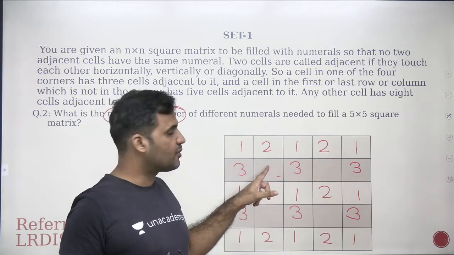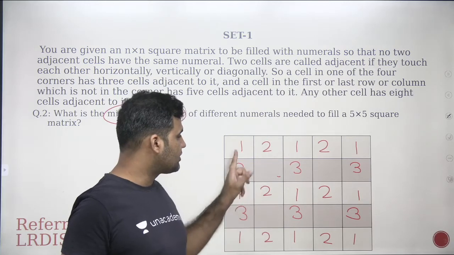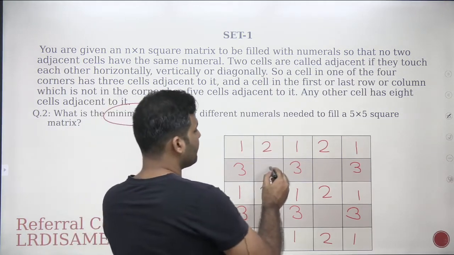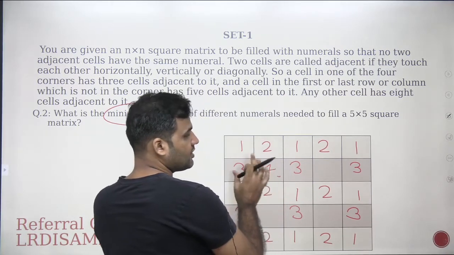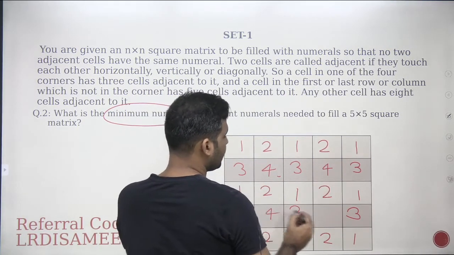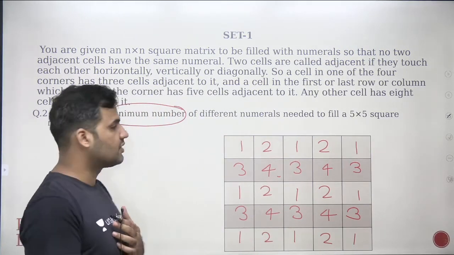That digit will not be possible to use. So 1, 2 and 3 have been used in all these cells. So a new number needs to be used here, and that number will be 4. So I need to fill this cell with number 4. 4 will come here, then here, then here, and then 4 can be used here. So see that again the answer to the question is 4.